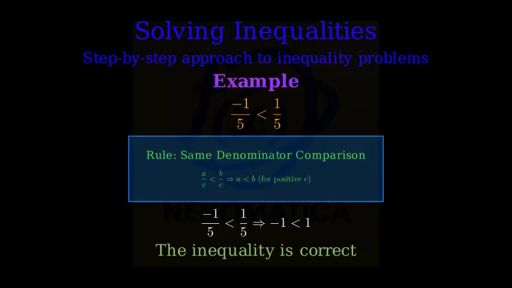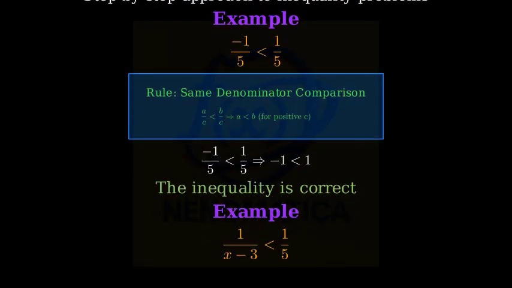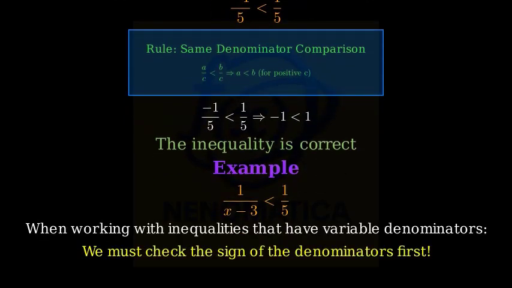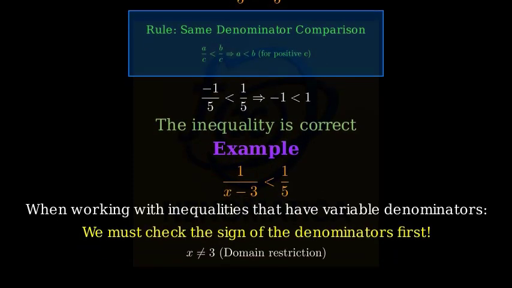We need to solve the inequality 1 over x minus 3 is less than 1/5. This inequality is more complex because we have a variable in the denominator. When we have fractions with different denominators, we need to be careful. We cannot simply multiply both sides by the denominators because we don't know if the variable expression is positive or negative, and multiplying by a negative value flips the inequality sign.